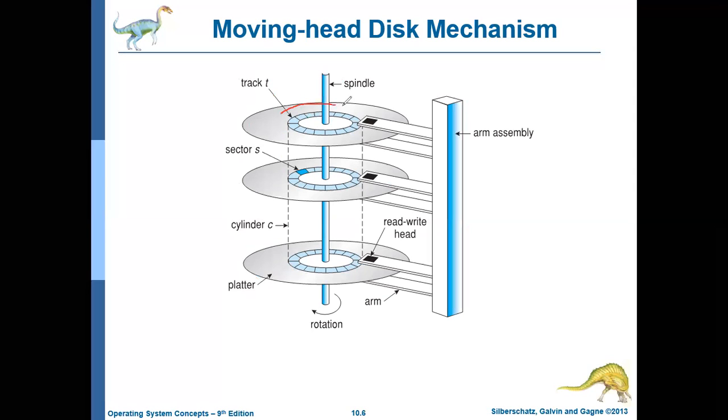Say for example there is another track like this. So this particular track of all the platters put together will be called a cylinder. Okay, so if the first, innermost cylinder is cylinder 0, then this will be cylinder 1. Okay, so this is how the hard disk is structured. Fine.